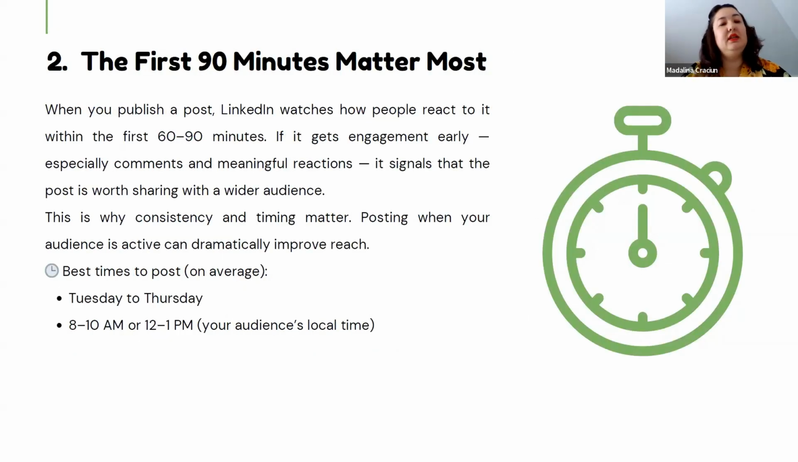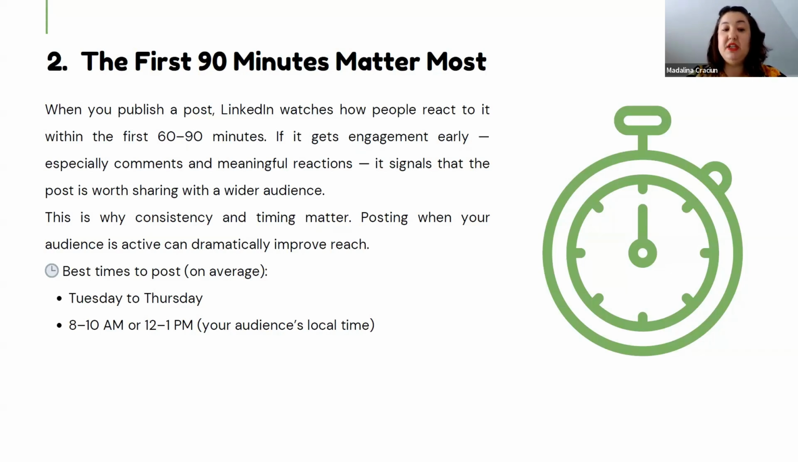Another thing is that the first 90 minutes matter most. When you publish a post, LinkedIn watches how people react to it within the first 60 to 90 minutes. If it gets engagement early, especially comments and meaningful reaction, it signals that the post is worth sharing with a wider audience. This is why consistency and timing matter.